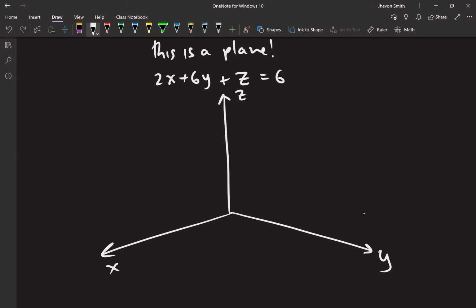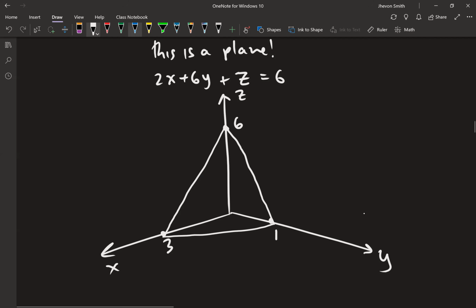Right. You make y and z equal 0. So you set two variables equal to 0 at a time. You solve for the third, you get the intercept. So for example, if I plug in y and z equals 0, I would get x equals 3. If I plug in x and z equals 0, I would get y equals 1. And if I plug in x and y equals 0, I would get z equals 6. And so that creates the plane. So that's the equation of a plane.